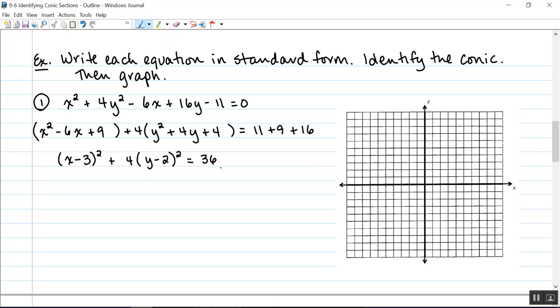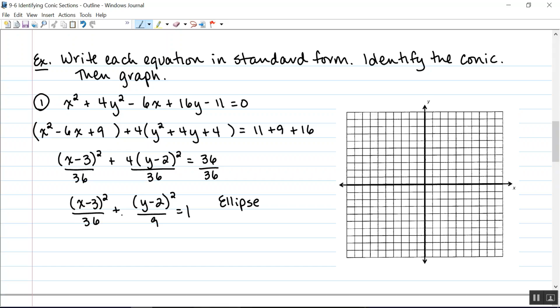So I need to make this equation equal to 1. So we'll divide everything by 36. So that gives me x minus 3 squared over 36 plus y minus 2 squared over 9 equals 1. So this is an ellipse. The reason I know that is there's a plus in the middle here. If there were a minus in the middle there, it would be a hyperbola. So let's go ahead and graph this.